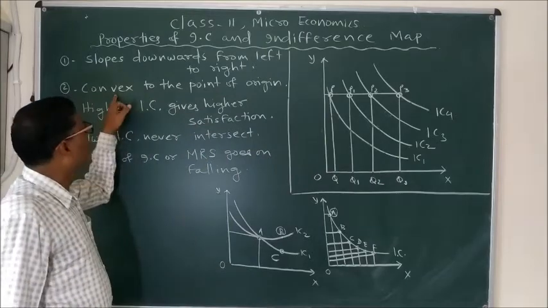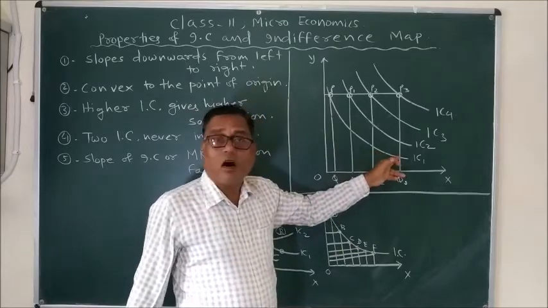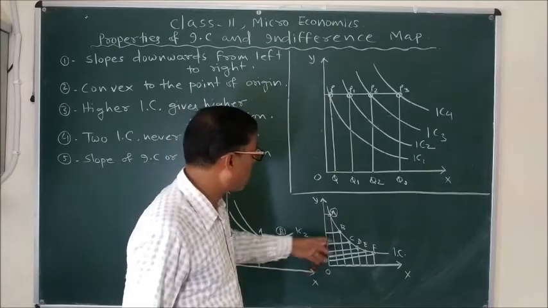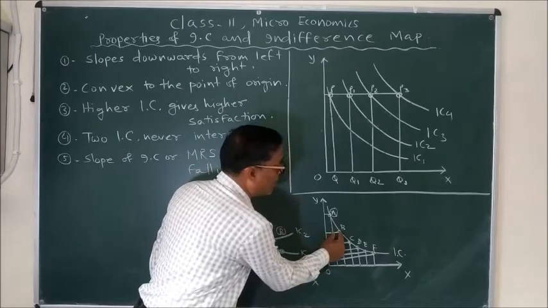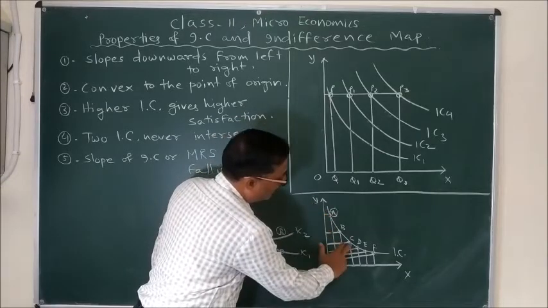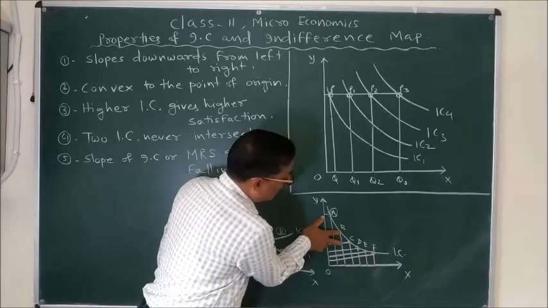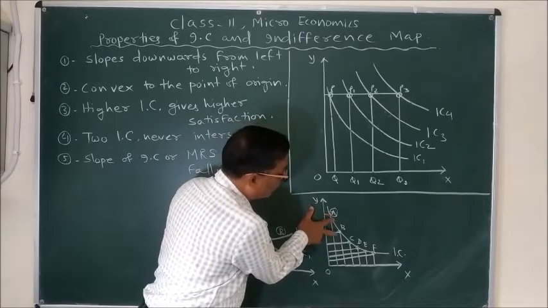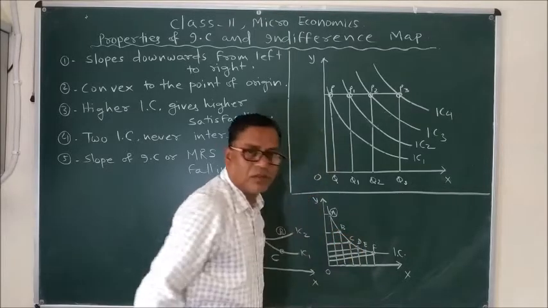Then the second point is that it is convex to the point of origin. We have already discussed a lot about the convexity of the indifference curve. You can see in this diagram why it is convex. It is convex because the marginal rate of substitution is falling. You can see here, for 1 unit more of X, in the first case the consumer is willing to sacrifice this much of Y. And in the second case, again for 1 more unit of X, the consumer is willing to sacrifice less than the first time. This is more than this, and this is more than this, and this is more than this. What does it mean?